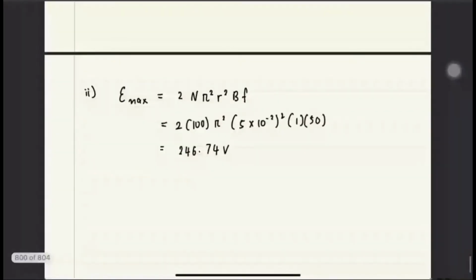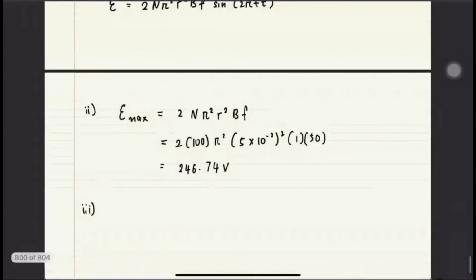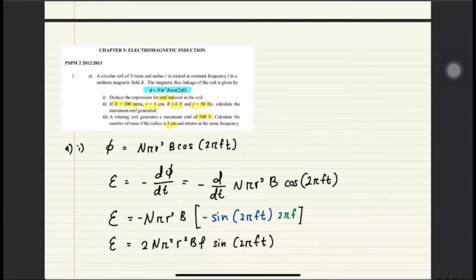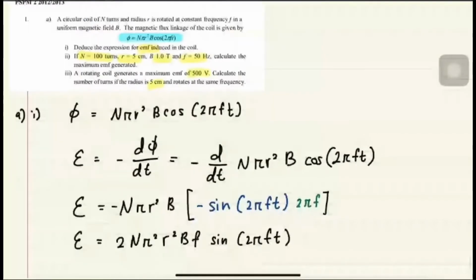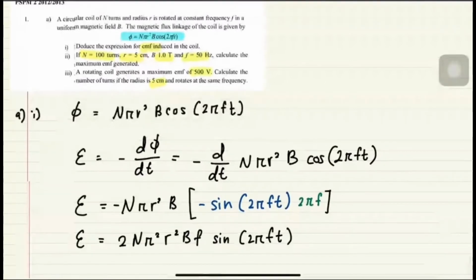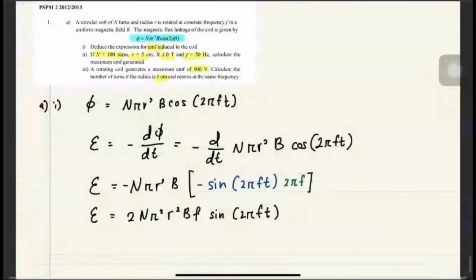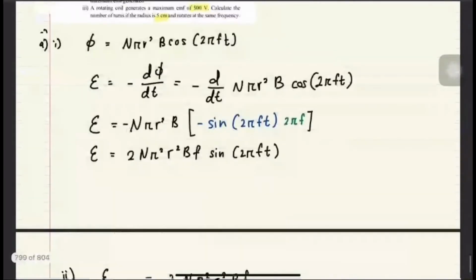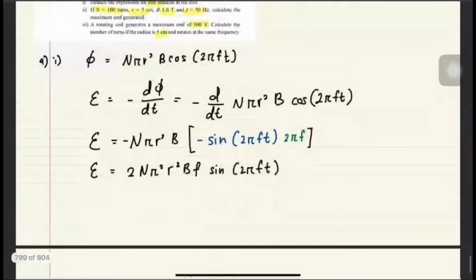Yang number 3, bayangkanlah kalau tadi sign tu, kamu terlupa letak negatif ke, terlupa letak 2 pi f tu ke, ada. Yang ketiga, a rotating coil generates a maximum EMF of 500 volt. Calculate the numbers of turn if the radius is 5 cm and rotates at the same frequency. Okay, ini masih lagi isu, case yang sama. Dia kata maximum EMF dia now is equal to 500 volts. Okay, lepas tu dia cakap radius is 5 cm. Dia cari N.